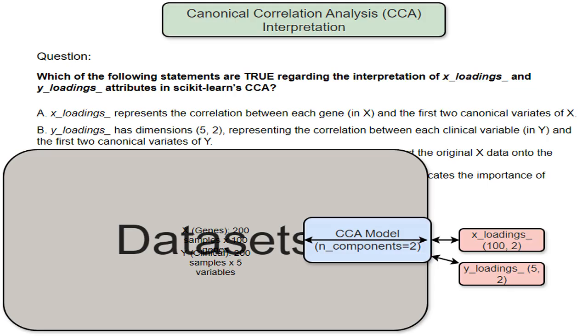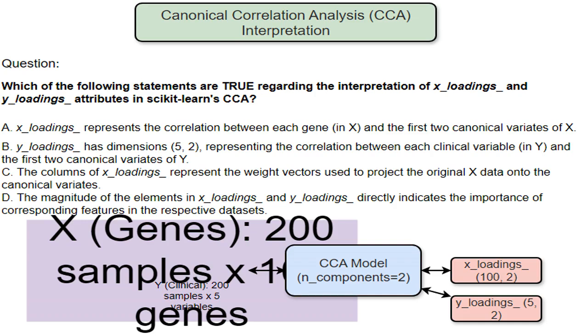Dataset X is 200 samples across 100 genes. Each sample is a patient, each column is a gene, and each cell represents the expression level of that gene for that patient. Dataset Y represents 200 samples across 5 clinical variables. Again, each sample represents a patient, each column represents a different clinical measurement, and the cells show the clinical values for each patient and measurement.